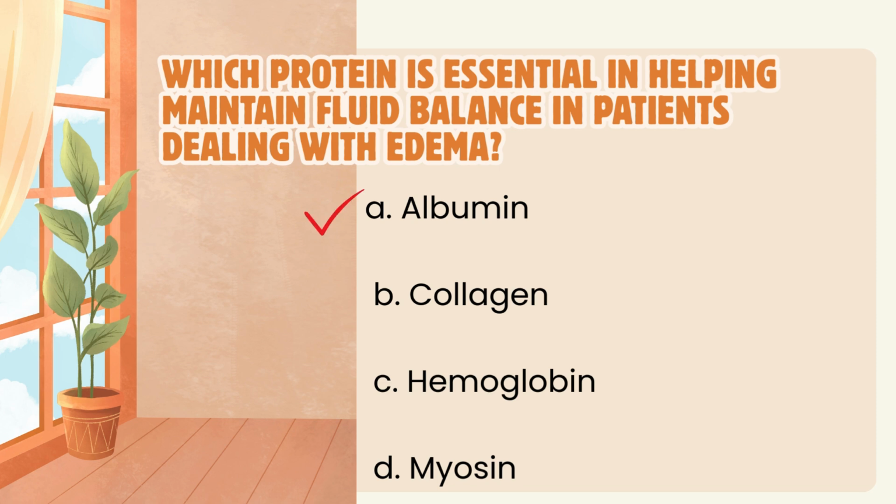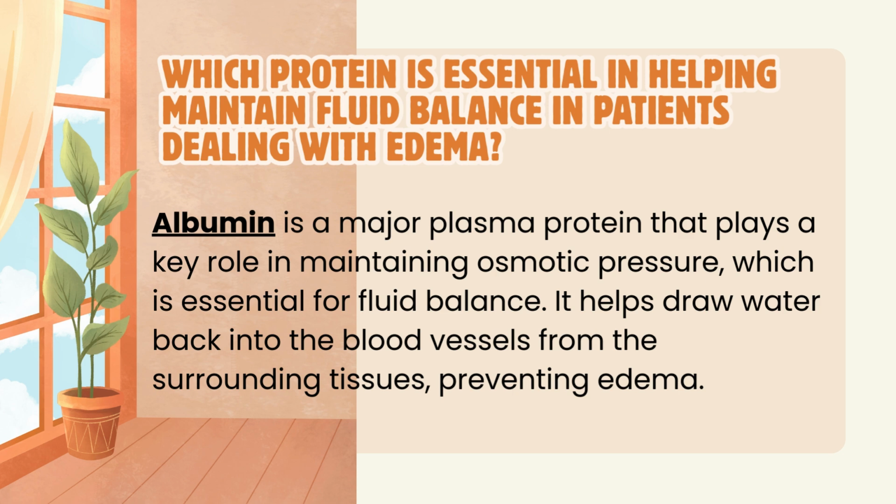Correct answer. A. Albumin. Albumin is a major plasma protein that plays a key role in maintaining osmotic pressure, which is essential for fluid balance. It helps draw water back into the blood vessels from the surrounding tissues, preventing edema.